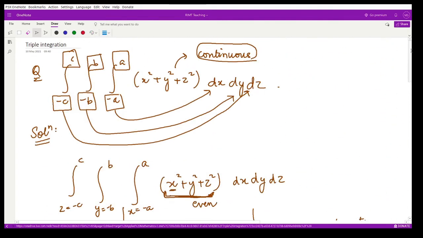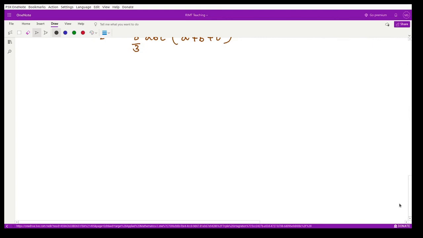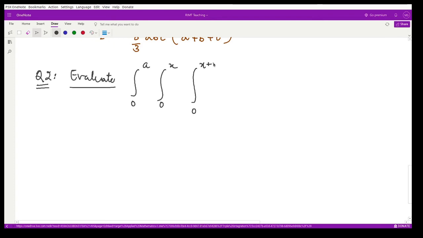And in the second case, whenever your limits of integration are non-constants, that means the limits are variable in nature. In that case, let us see one question. In this question, we have to solve this: integrate from 0 to a, from 0 to x, and from 0 to x plus y of e to the power x plus y plus z dz dy dx.